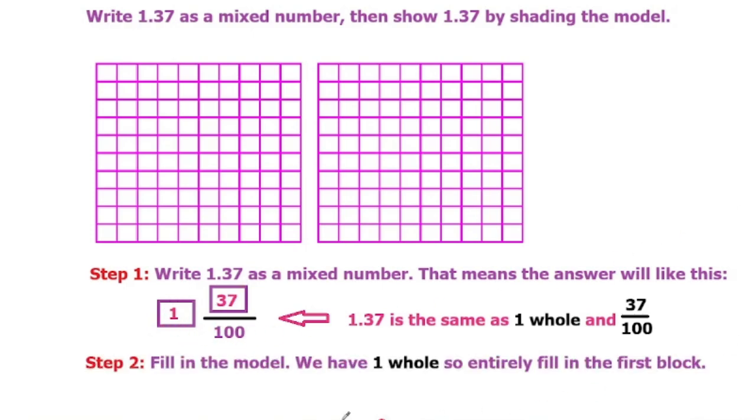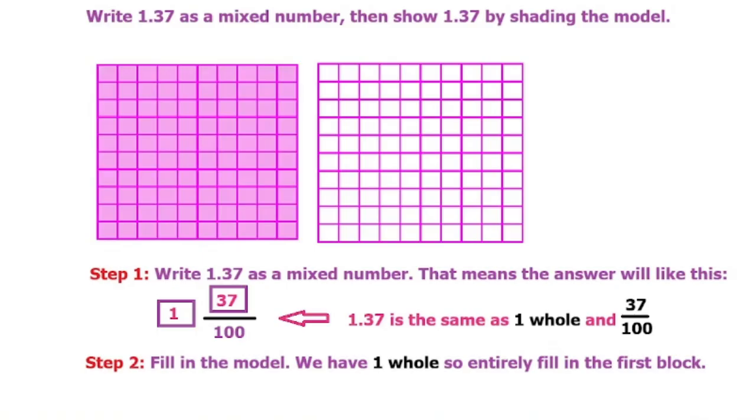So now we just have to fill in the model. We have 1 whole, so entirely fill in the first block, right? So we have 1 whole. This will fill in this whole block. So let's do that. That's it filled in.